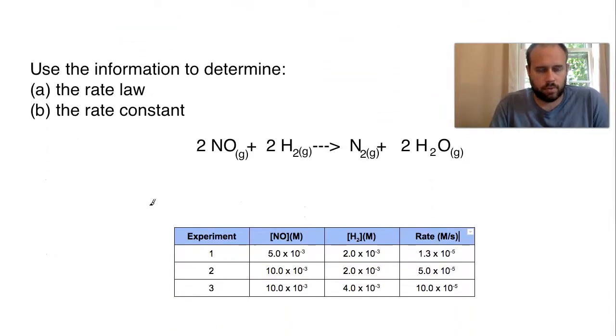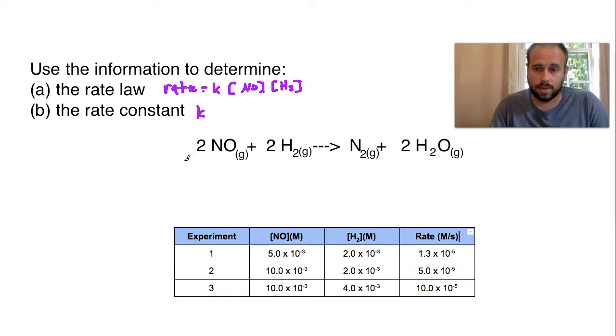So here is an example for us to work through so we can see how this works. Right? It says use the information to determine A, the rate law, and B, the rate constant. So this means that we want that whole entire rate equals k. Okay, and in this case, we're going to have NO and H2, and we need to find out what we're raising those to in order to complete the rate law. And then the second question is saying, what is the value of the rate constant that is in that rate law? So what is the numerical value of k? That's what we're going to be trying to solve here.